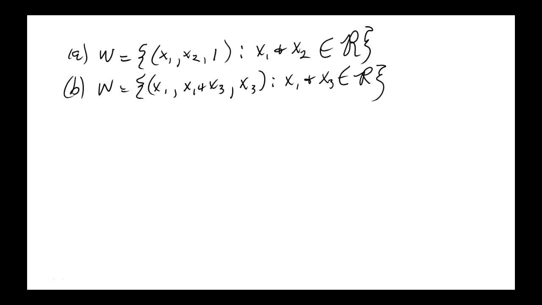So number one, it's a non-empty set. Number two, it contained the zero vector. Number three, it followed the additive principle. And number four, it followed the scalar multiplication principle. Okay? All right. So W is a subspace of R3.